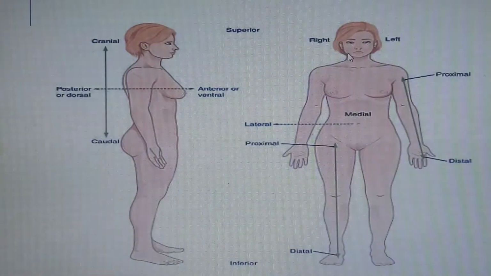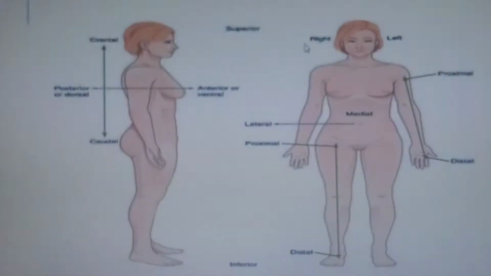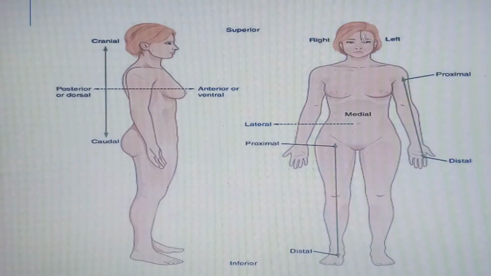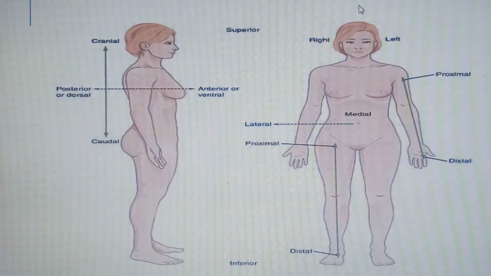Again, if you look at laterality, if you take an imaginary line through the midline of the body, this is the left part of the body and this is the right part of the body. Those structures which go through the midline of the body are known as median structures.